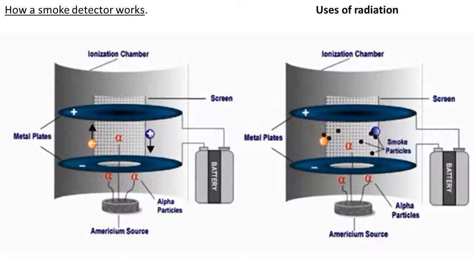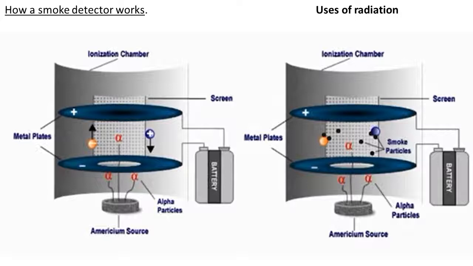So with oxygen and carbon dioxide and nitrogen, the alpha particles will smash into them, knock an electron off, and the electron will move its way up to the positive plate, and the positive ion left behind will move down to the negative plate. Now this constant flow of negative electrons hitting the positive plate completes the circuit and lets a weak current continue to flow.